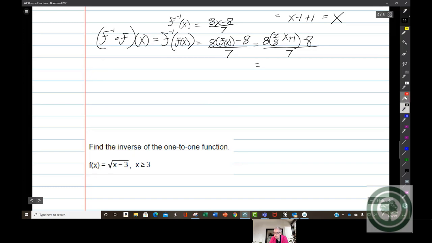Now, we are going to need to distribute the 8 into the parentheses. So that will be 8 times 7/8, let's say 8 over 1, times x, plus 8, that's what that is, minus 8 over 7. All right, the 8s cancel. That's going to leave me with 7x plus 8 minus 8 over 7. 8 minus 8 is 0. So I'll have 7x over 7. And the 7s cancel, and I'm left with x. What do you know?